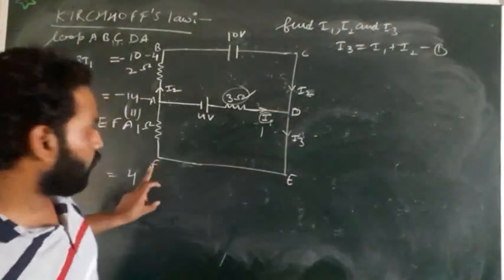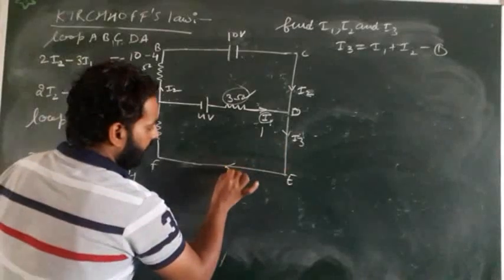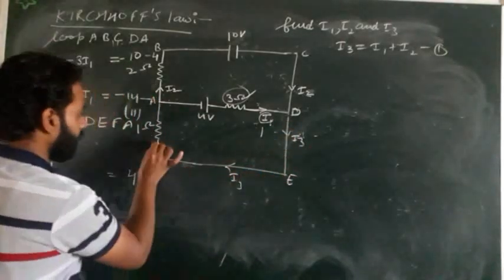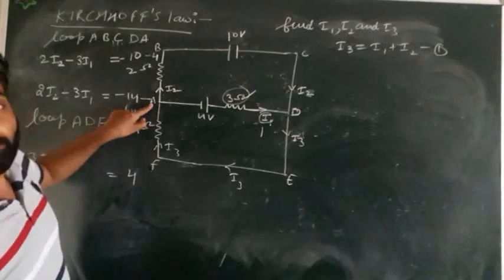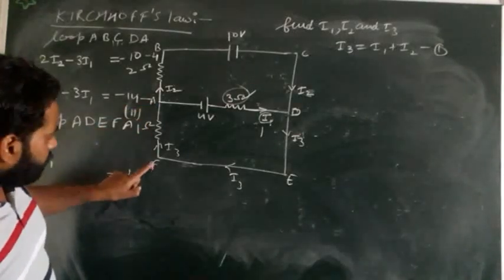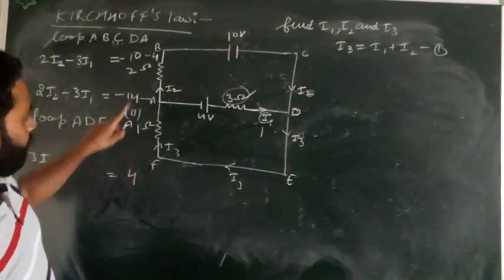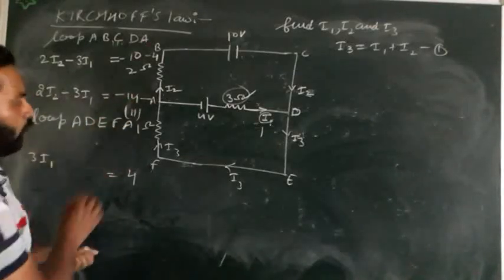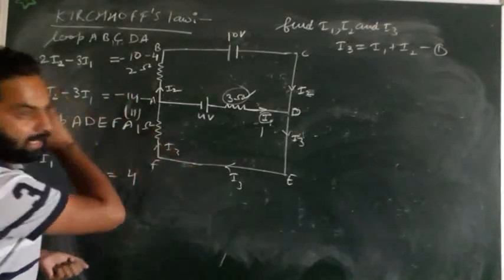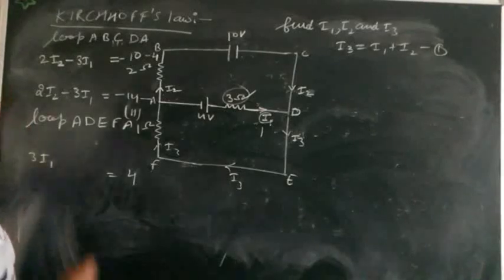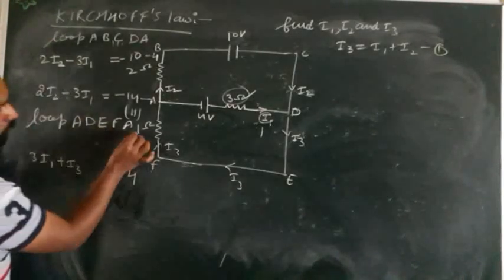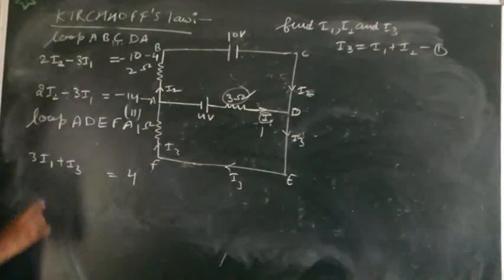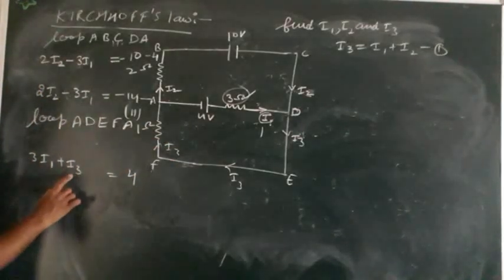Again E to F, no resistor, but this arm has current I3, so that is also I3, and here also the current comes out to be I3. So when we move from F to A, the direction of current is also from F to A, and the loop is also F to A. So at that time the product of R and I is taken as positive. So here comes out to be plus I3. Why I3? Because 1 into I3 is I3. So here comes out to be 3I1 plus I3 equal to 4.